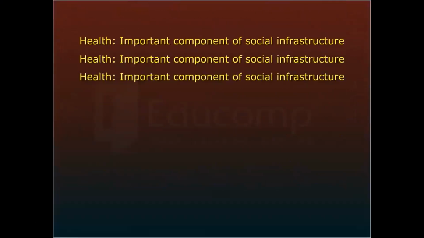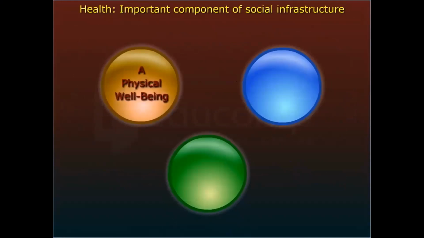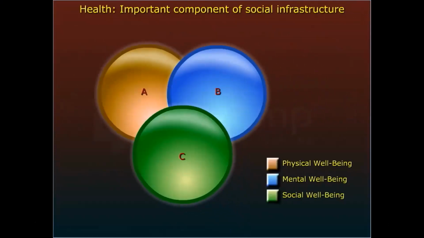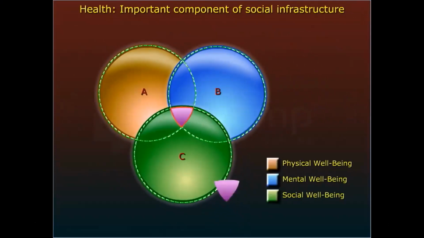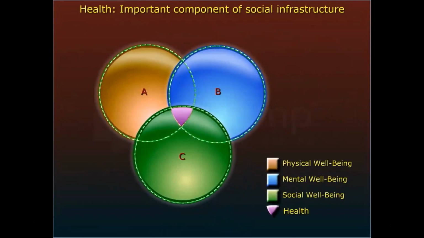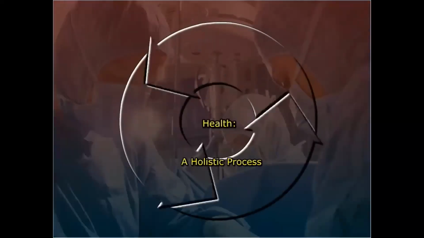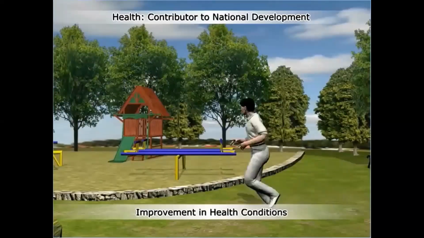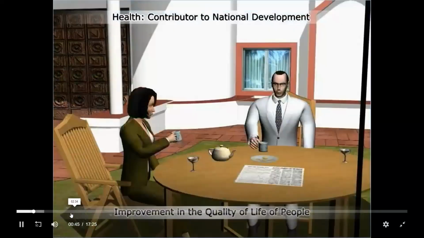Health is an important component of social infrastructure. It is basically a state of complete physical, mental, and social well-being. It is not only the absence of disease, but also the ability to realize one's potential. Health is a holistic process related to the overall growth and development of a nation. Good health enhances the quality of life of the population.